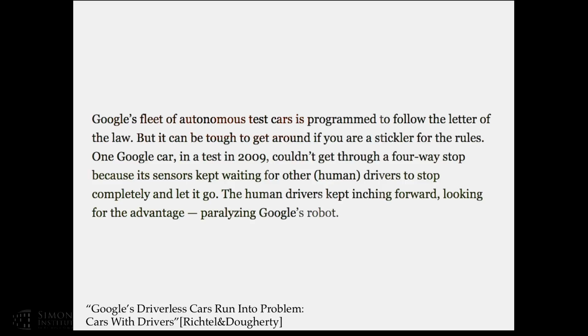This is one of the best articles on the matter. It's an article from a couple of years ago, where the Google self-driving car got stuck at an intersection because people kept inching forward into the intersection. And there was never a big enough gap to actually go through, so the car just hung out there until the driver finally took over. And so this is kind of what happened.